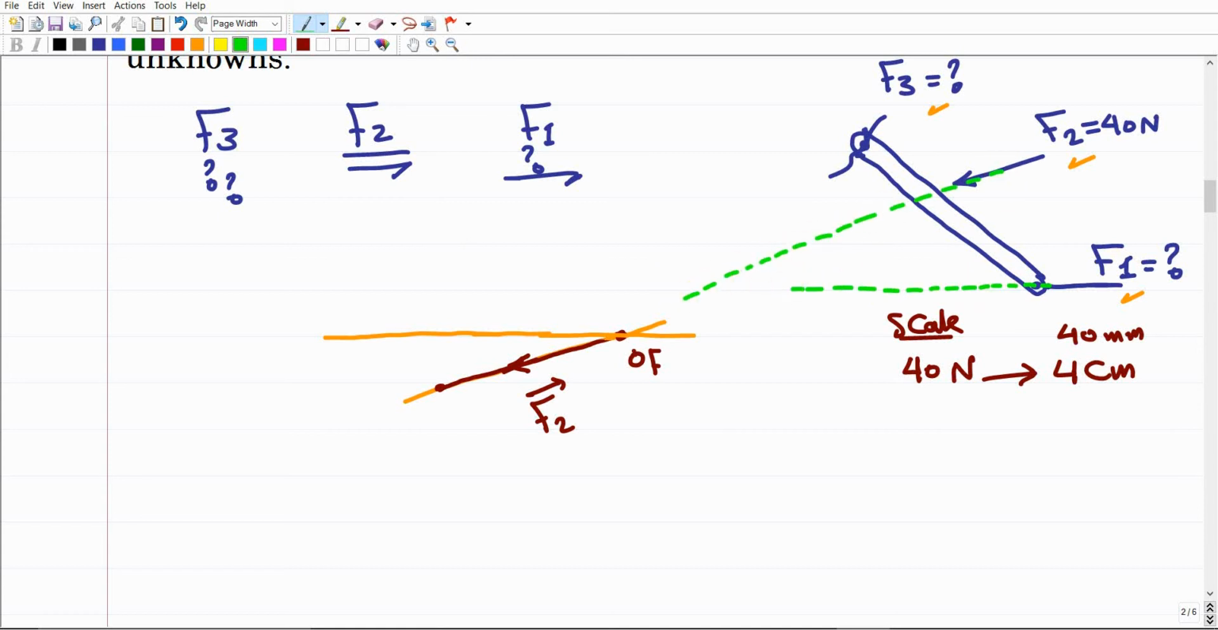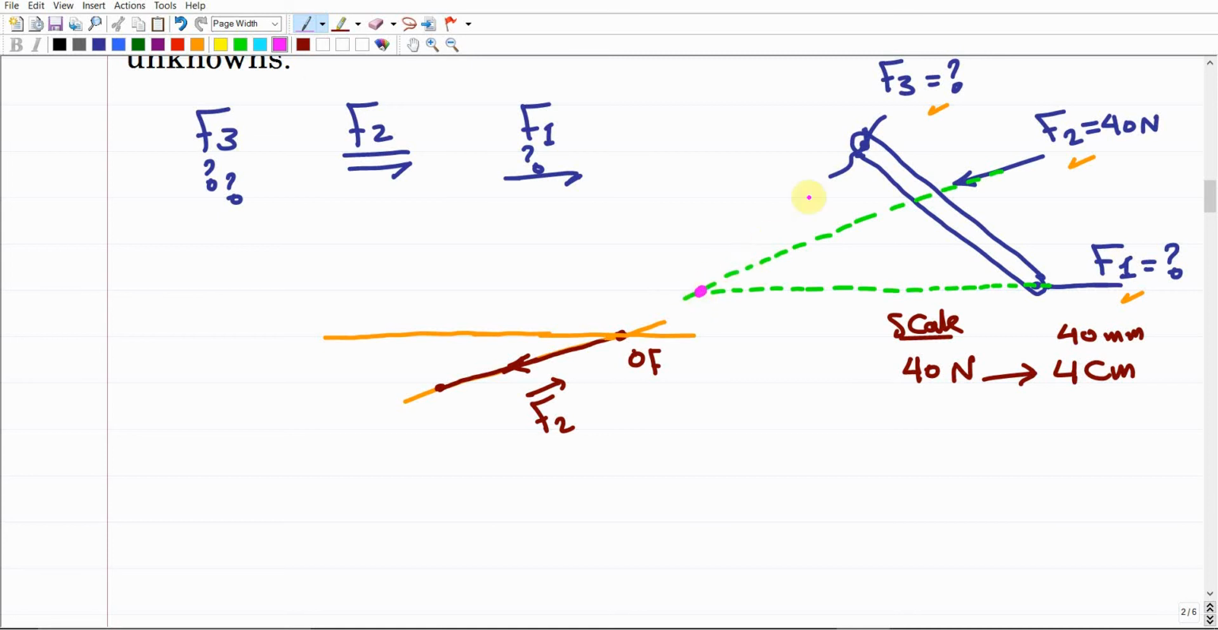So these 2 forces will be intersecting in a point. We should have something to generate the third line for the F3 to close the polygon. The polygon should be closed. So these 2 lines are going to intersect in a point.